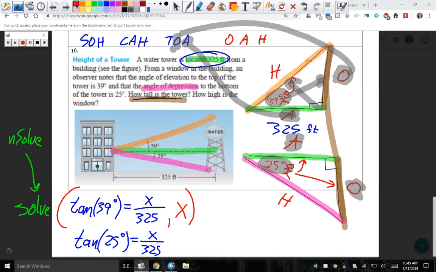Alright, and again, same thing. You're going to use the solve feature on this, and we're going to go through this together here in just a bit. But before I do, are there any questions of how we set this up?